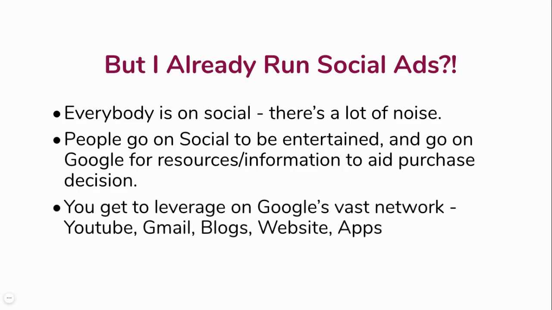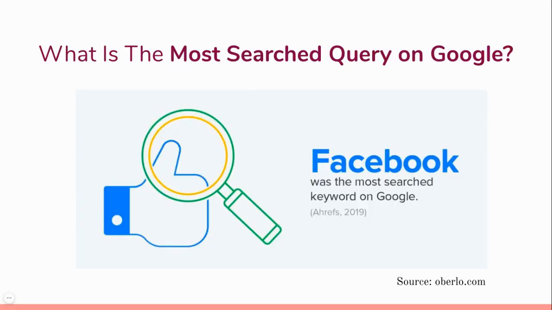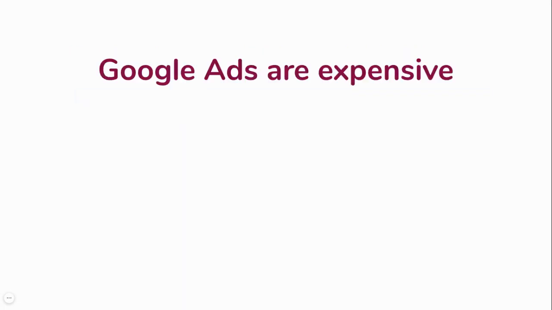Now, when you run your ads on Google, you get to leverage Google's vast network: YouTube, Gmail, blogs. If you're running social ads, you don't get to leverage all these platforms. Maybe you may get your ads shown on some apps, but you don't get your ads on YouTube or Gmail or even blogs. Now, interesting fact: the most searched query on Google as of last year was Facebook. This just goes to show you how many people are going on Google to search for information, even about Facebook.